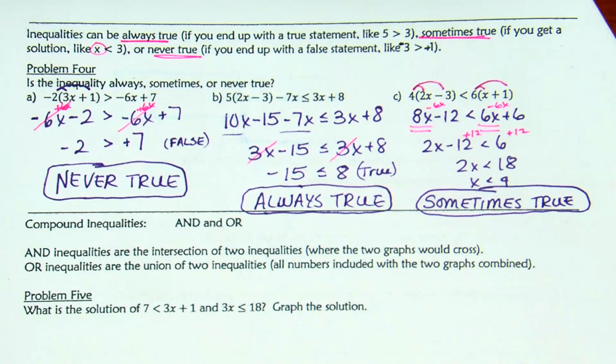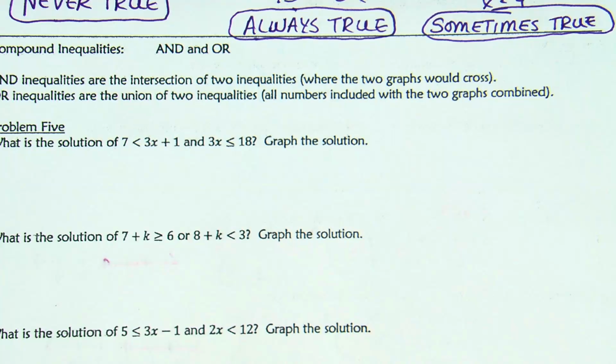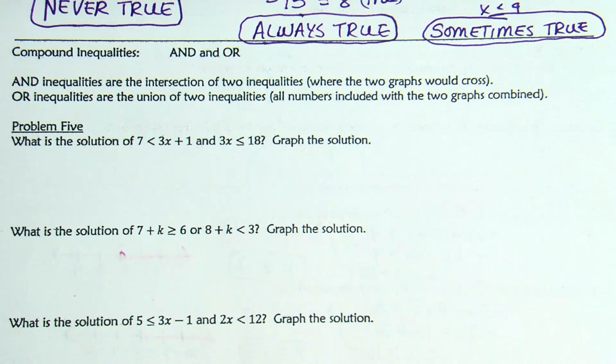So you'll notice right there, there's some information. And inequalities are the intersection of two inequalities, and it's where the two graphs would cross, or I like to use the word overlap. And I'll show you an example and make it make sense, but with an and inequality, your graphs end up going the opposite ways, and there's a section in the middle that overlaps. And that's where your solution is. So it's the intersection of the two inequalities.